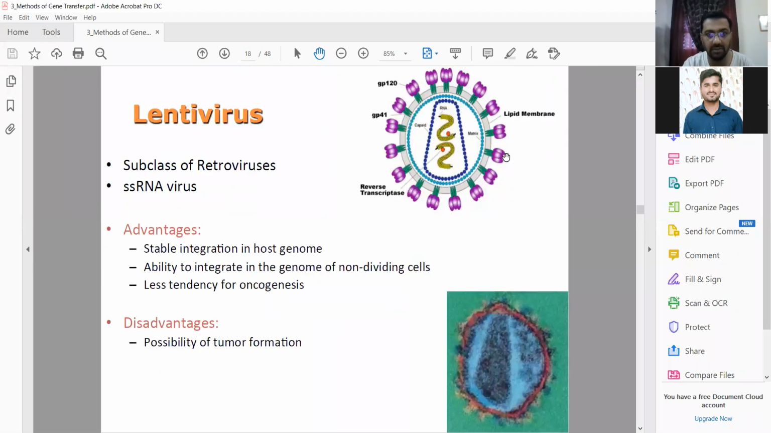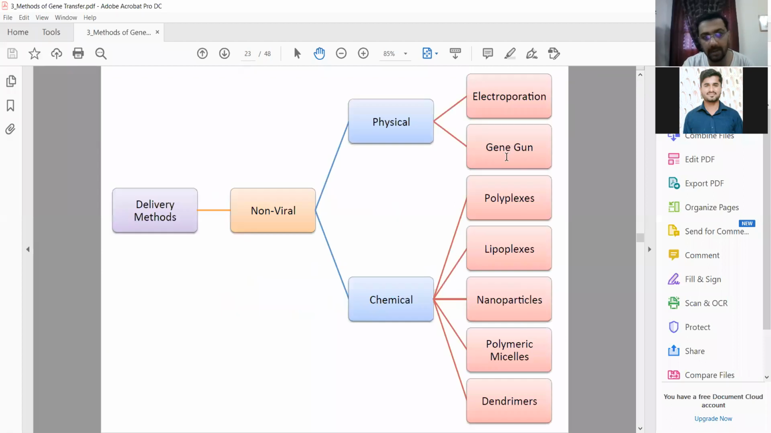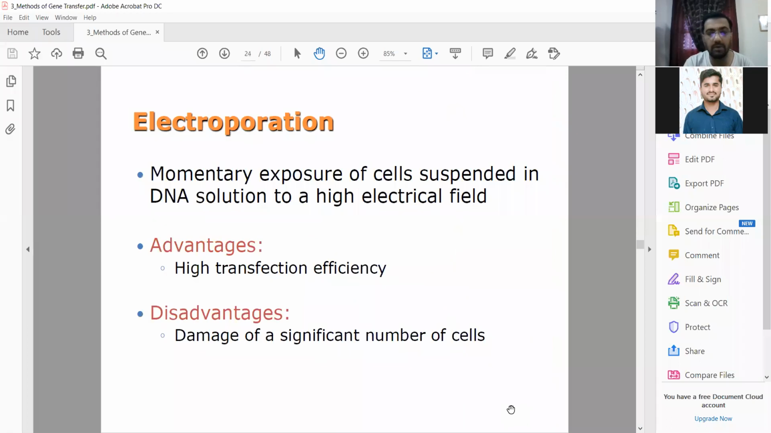of which we have to discuss. Yeah, this is the main slide. So we have non-viral vector methods. One is physical, another is chemical. In physical, we have electroporation and gene gun, while in chemical methods, we have polyplexes, lipoplexes, nanoparticles, polymeric micelles, silica, and dendrimers. So directly coming to electroporation.